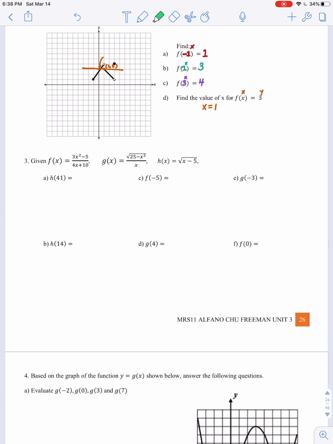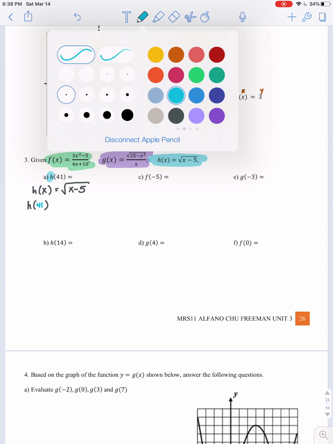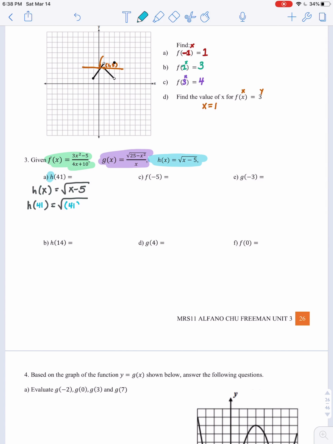They give me 3 different functions, so we have to be careful about which one we are going to use. Let me highlight them in different colors. So f of x, g of x, and h of x. So the first one I notice I'm using the function h, right? So I'm going to be using the function h, which is h of x equals the square root of x minus 5. Remember, all we are doing is replacing our x with whatever value they give us. So the square root of, and instead of x, I'm going to put in 41 in parentheses.